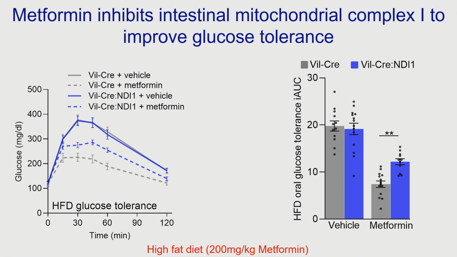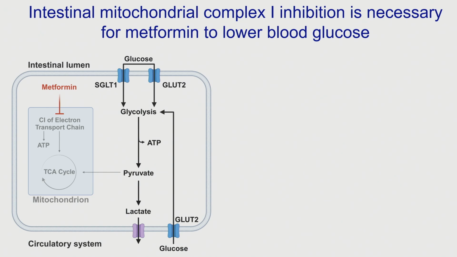So in all of these cases, what we start to see is basically this model where we think that metformin inhibition of mitochondrial complex 1 in the intestine causes the glucose transporters to suck up the glucose, as I showed you with the FDG PET, and this is a mechanism of lowering the glucose.